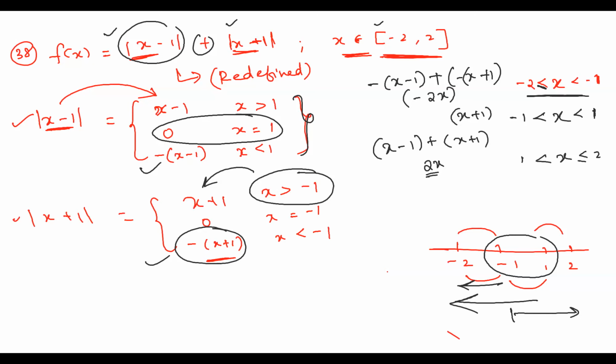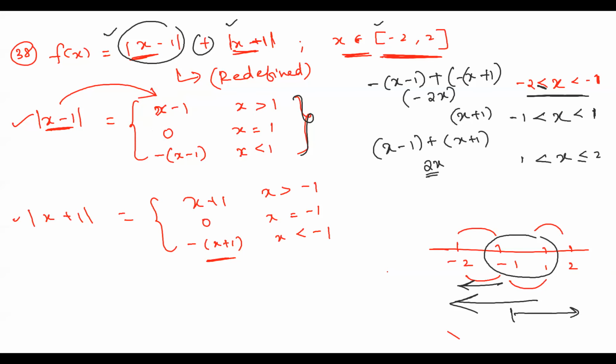Just try to substitute and see. x belonging to minus 1 to 1. Okay. I'll erase these things. Now you can observe. So if x minus 1 and between -1 to 1, what do we have?